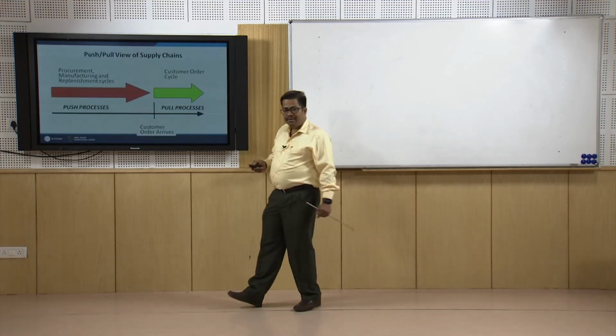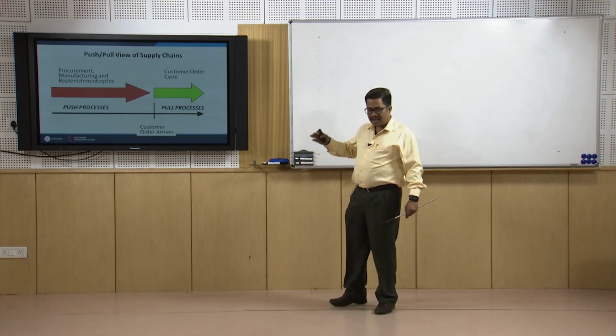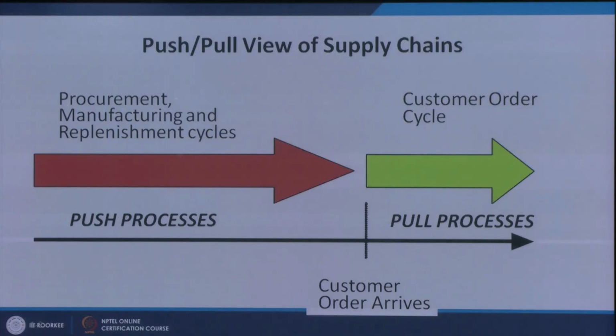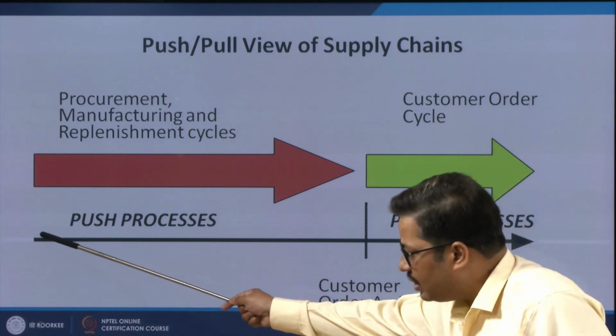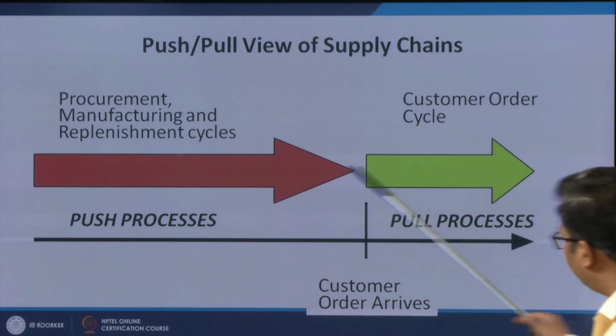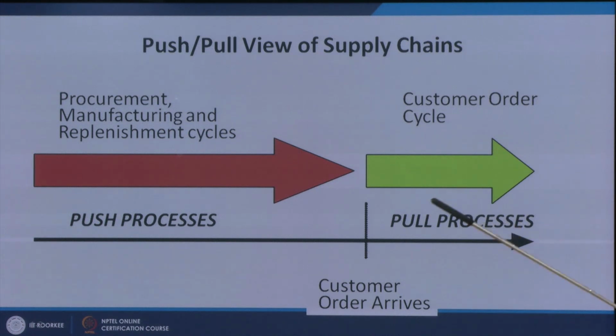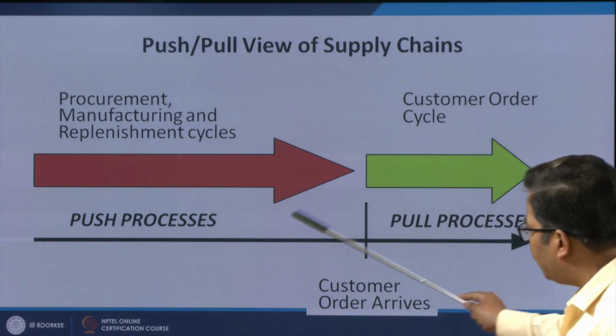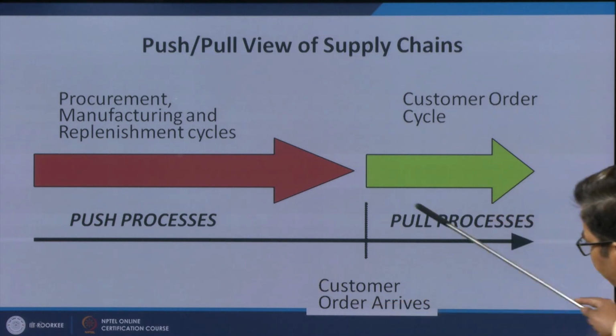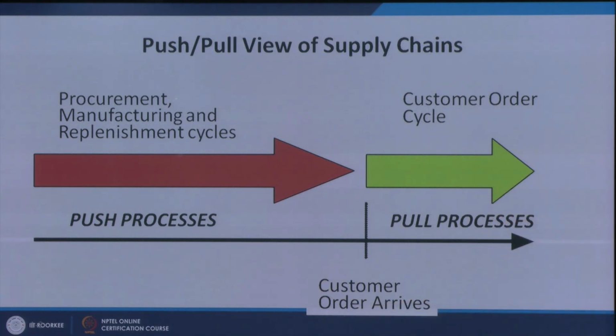Now today we will start another very important concept of supply chain, which is known as the push pull view of the supply chain. Here in the supply chain you see some of the part is represented in green and some of the part is represented in red. In a complete supply chain, starting from the supplier source to the customer end, you have some processes which are known as push processes and some processes which are known as pull processes.